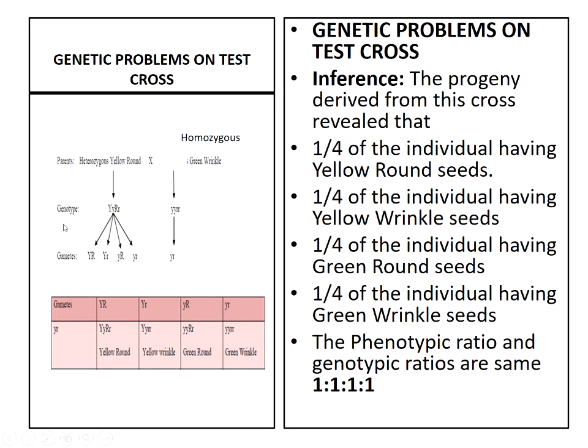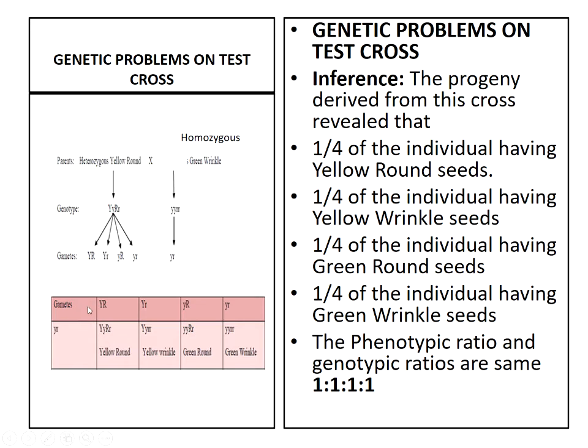So let us move on to the genotype. Heterozygous yellow round is capital Y, small y, capital R, small r, and homozygous green wrinkle is small y, small y, small r, small r. Let us write down the gametes. The gametes for capital Y, small y, capital R, small r are capital Y capital R, capital Y small r, small y capital R, and small y small r. And for homozygous green wrinkle it is small y, small r.